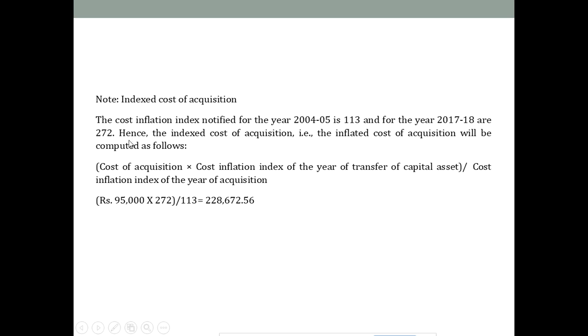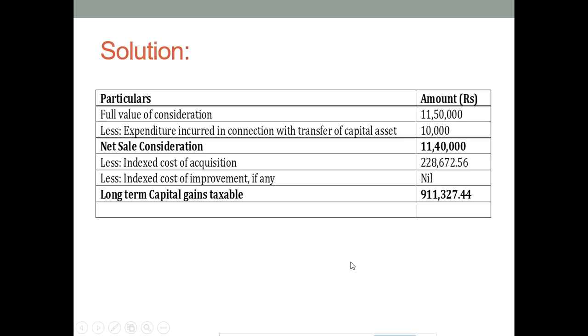How is the indexed cost of acquisition calculated? The CII in the year of purchase is 113, while in 2017 it is 272. So 272 divided by 113 into the cost of acquisition 95,000 comes to 2,28,673 rupees, which is shown here. So this is the indexed cost of acquisition. When we deduct the indexed cost of acquisition from net sale consideration, we get long-term capital gain as 9,11,327.